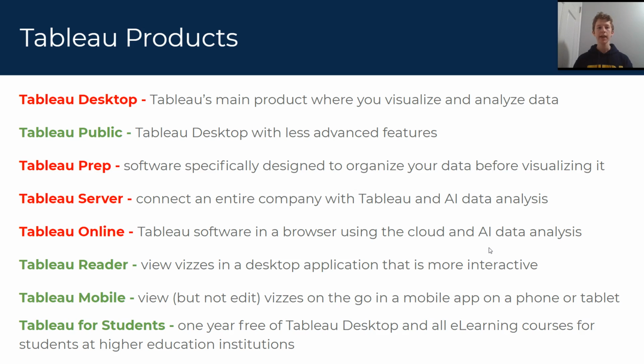And then Tableau Server is a way to connect an entire company with Tableau and AI data analysis. So it's good for storing company visualizations on a company server. It's secure, and anyone can access it within a company. And Tableau Online, you got a little preview of it there. It's basically just Tableau in a browser, and you store it using the cloud instead of your computer or hard drive. It also has that AI data analysis. So for both Tableau Server and Tableau Online, you can type in a question like, how does this variable relate to this variable?